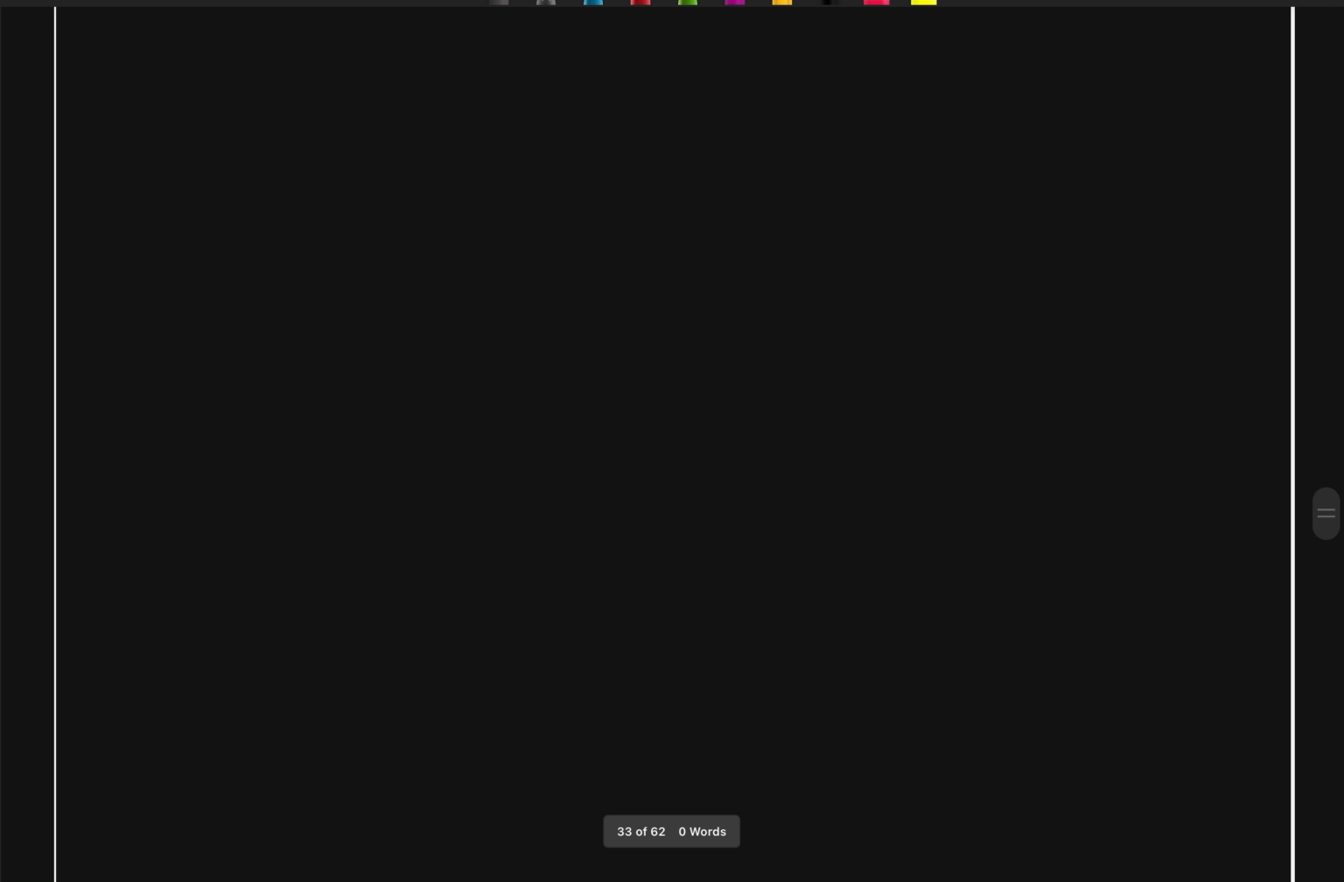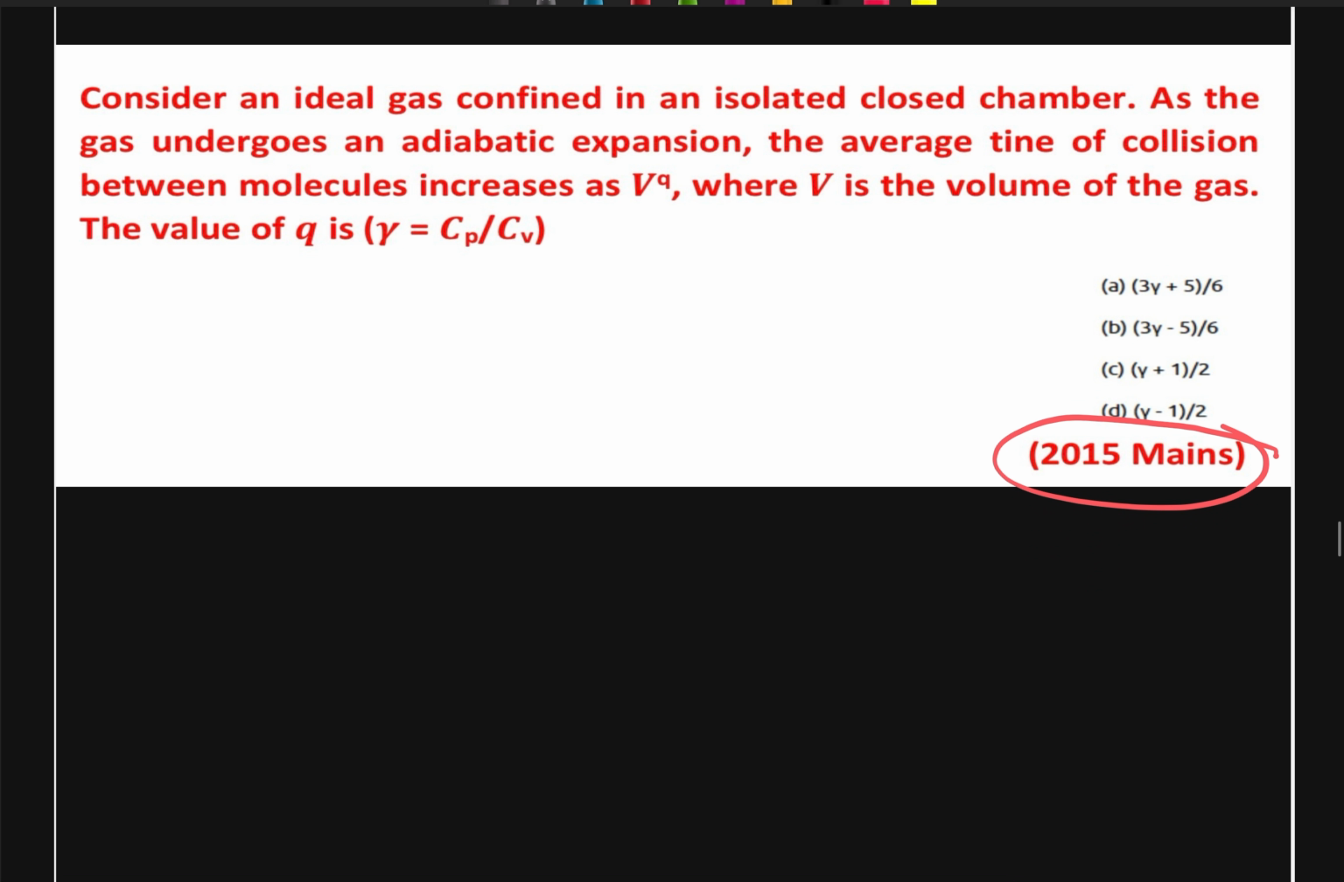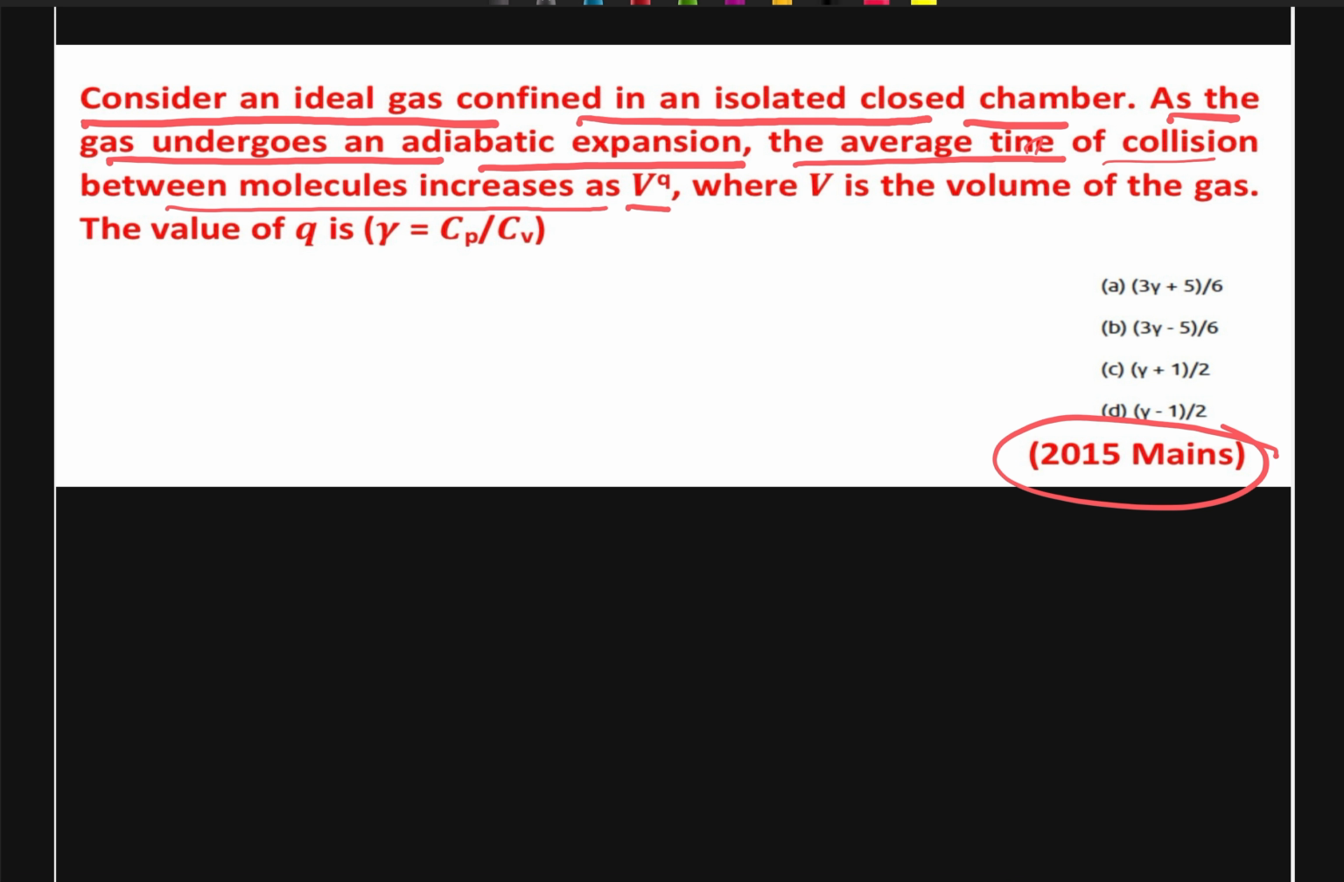Next question. It was asked in JEE Mains 2015, and it states that consider an ideal gas confined in an isolated closed chamber. As the gas undergoes adiabatic expansion, the average time of collision between the molecules increases as V raised to power Q, where V is the volume of the gas. The value of Q is, gamma is our adiabatic index.